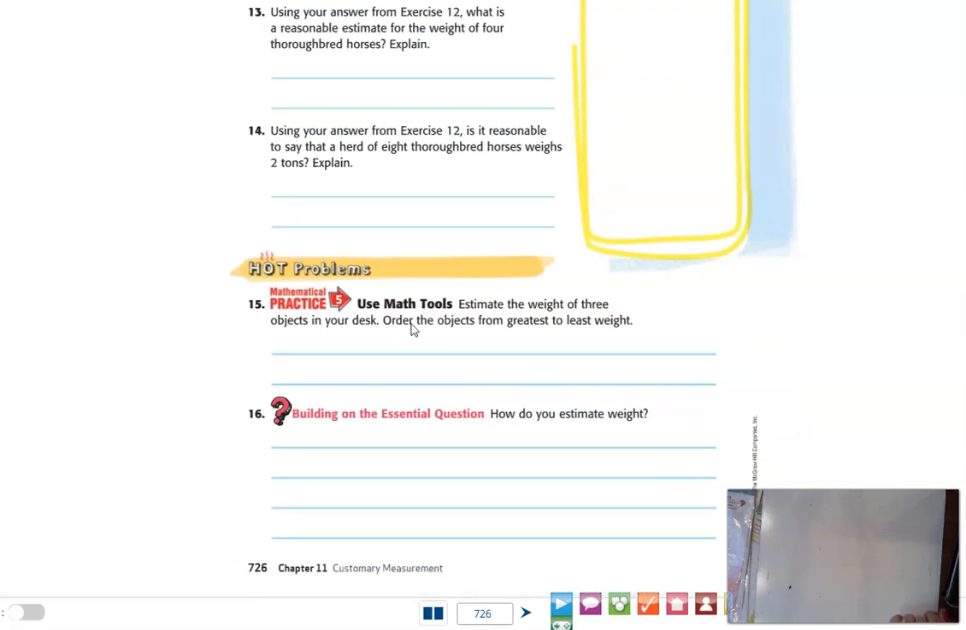Estimate 3 objects in your desk. You can use anything at home. Tell me what the object is, and then put them in order of greatest weight to least weight. So you're going to want to choose things like a pen, and then something that is comparably heavier, like a shoe, so that you have an easy way to compare them. I'm not going to use a pen, an eraser, and another pen, because those are awfully close.